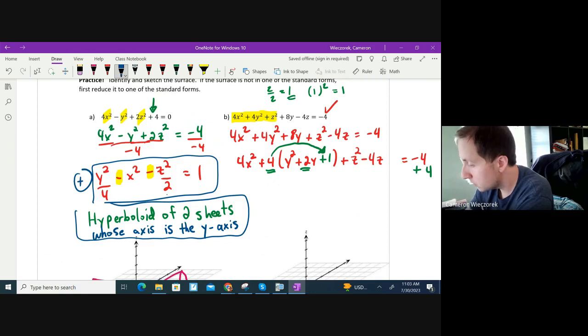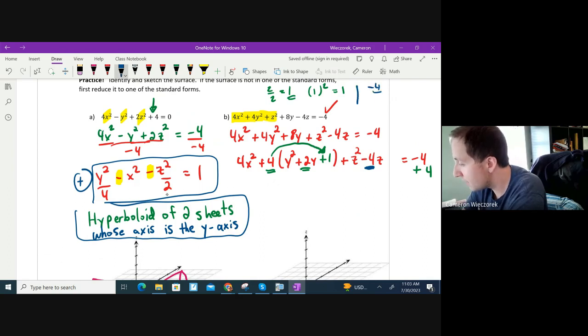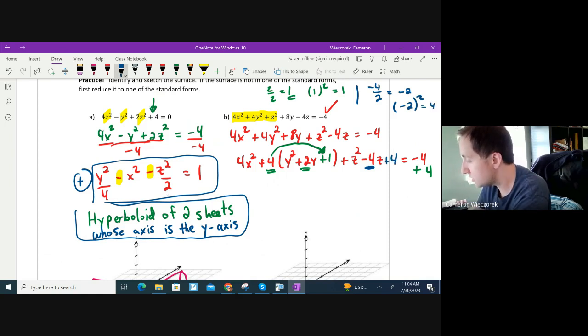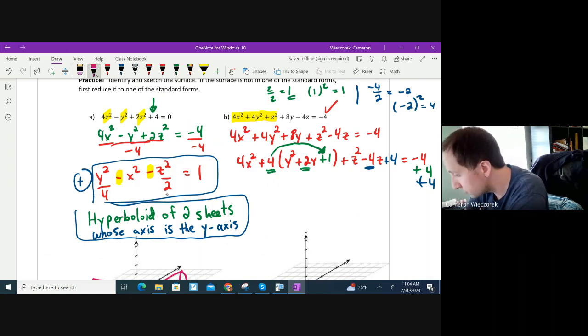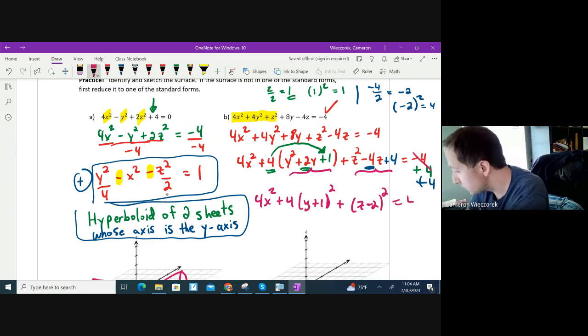Let's do this one in blue. Now I'm going to complete the square on z. I look next to the linear term for z. I see negative 4. So I'm going to cut negative 4 in half. I get negative 2. And then I'm going to remember to square that. Negative 2 squared is 4. So I'm going to add 4 to the left side, which means I have to add 4 to the right side. So I get 4x squared plus 4 times (y plus 1) squared, since we completed the square. And this part factors into (z minus 2) squared, since we completed the square. On this side, I'm left with 4.